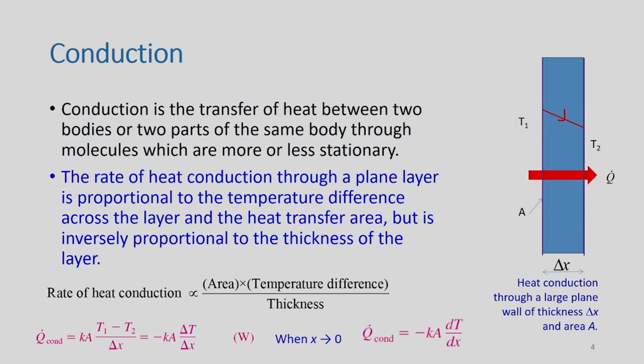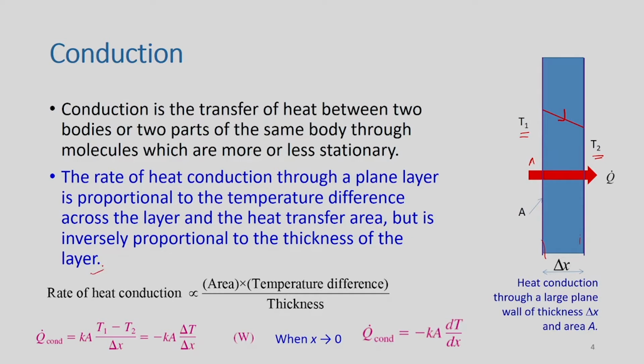Conduction heat transfer is the transfer of heat between two bodies or two parts of the same body through molecular exchange, which are more or less stationary. Okay? The rate of heat conduction through a plane layer is proportional to the temperature difference. If we take this layer, heat is transferring from T1 to T2 in this block. So, this is the temperature difference across the layer and the heat transfer area, the area through which heat is conducted, but it is inversely proportional to the thickness of the layer.